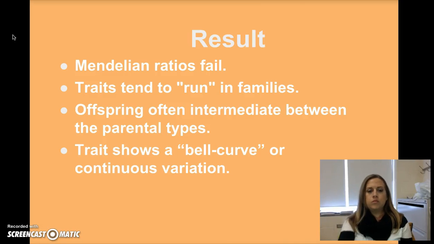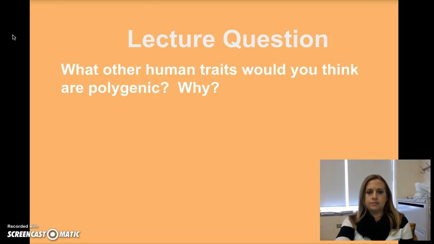So again, the result is that Mendelian ratios fail, traits tend to run in families, and offspring can oftentimes be more of an intermediate between the parental types. And just like we looked at, a lot of times it will show a bell curve and continuous variation.